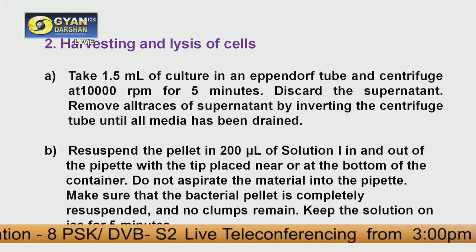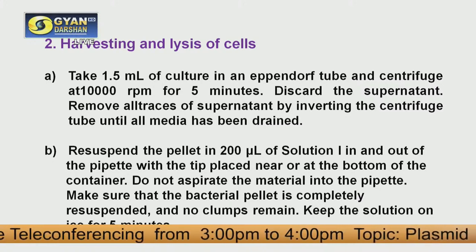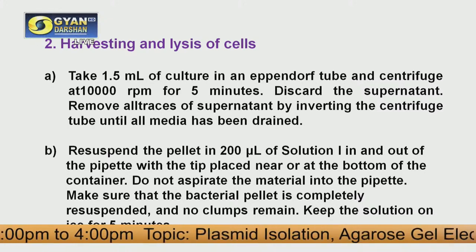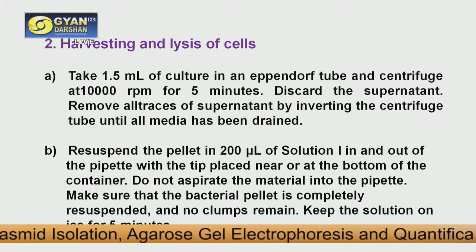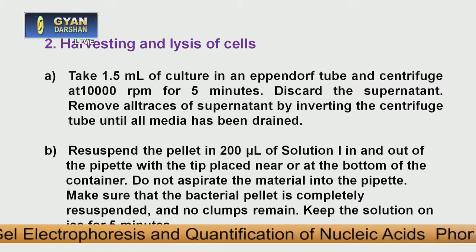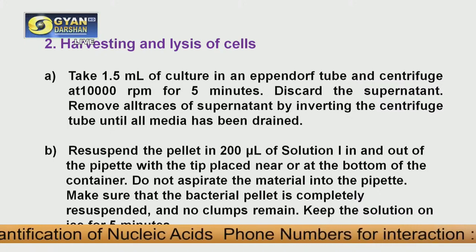Then you take 1.5 ml of the culture in the Eppendorf tube and centrifuge it at 10,000 revolutions per minute for 5 minutes. Discard the supernatant and then resuspend the pellet in 200 microliters of solution 1. You have already prepared solution 1, and you have to resuspend the pellet in 200 microliters of solution 1.